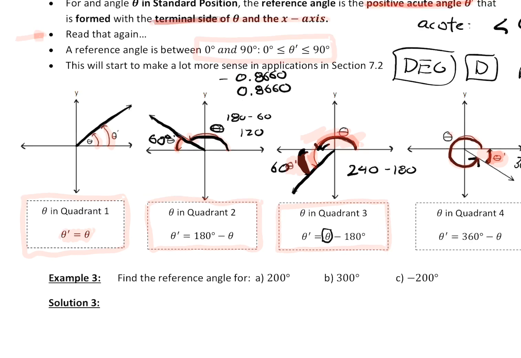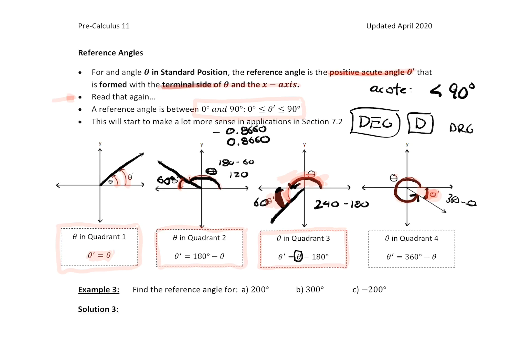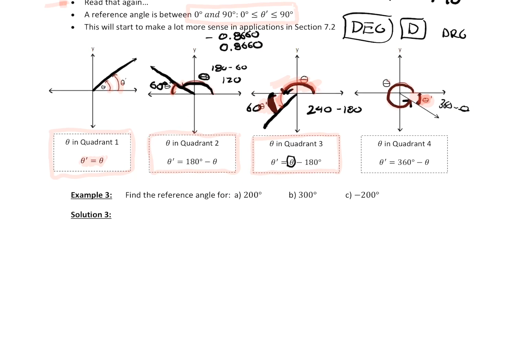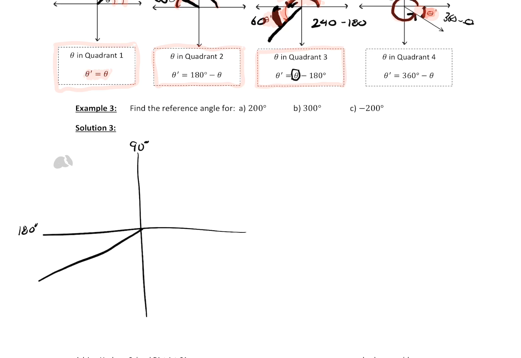So if we look at example 3, really struggling with my zooming today. Here we go. If we look at example 3, find the reference angle for each of these. And I'm going to draw them. Okay? So 200 degrees. Here is my axis. This is 90 degrees. This is 180 degrees. So 200 degrees is going to be somewhere in here. So this thing is 200 degrees.